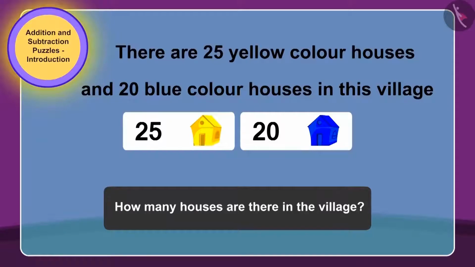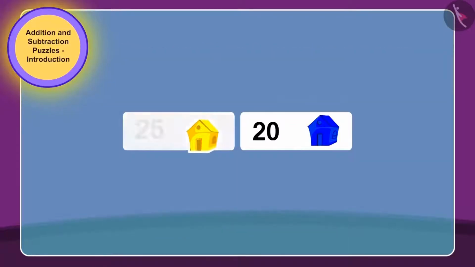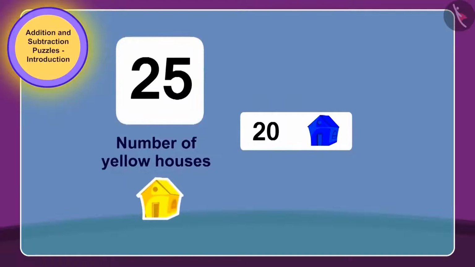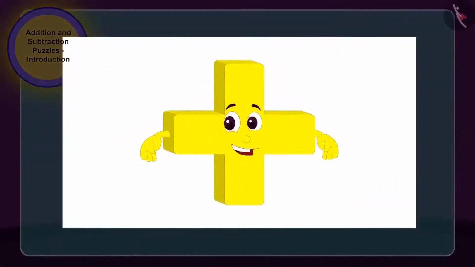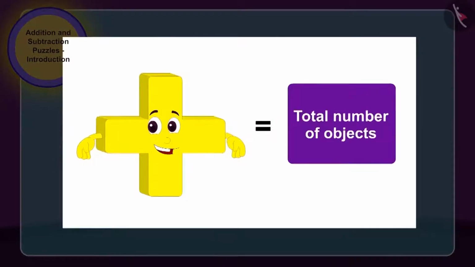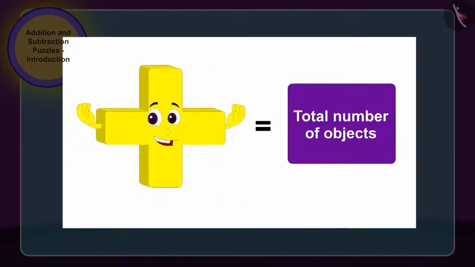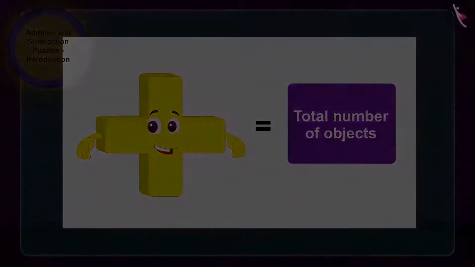We have to find the total number of houses in the village in the puzzle written on the house. To do this, we have to add the number of yellow houses 25 to the number of blue houses 20. As we need to make use of addition here, therefore, addition could easily enter this house. Children, whenever we have to find the total sum of numbers, then we make use of the process of addition.